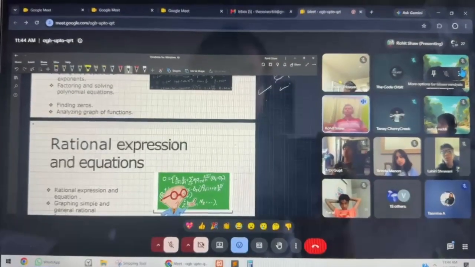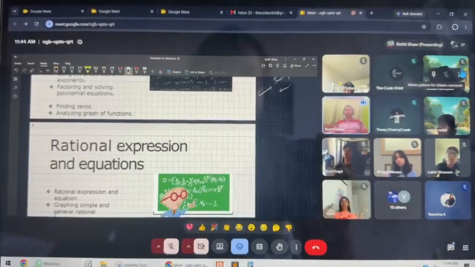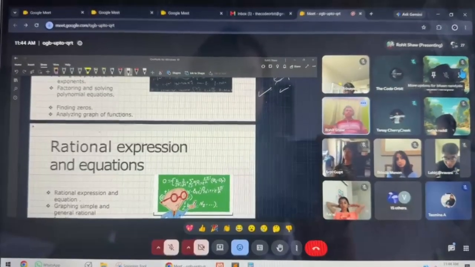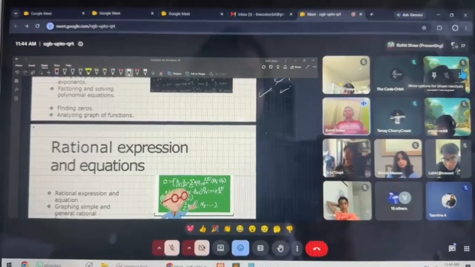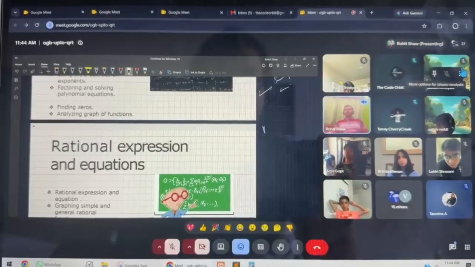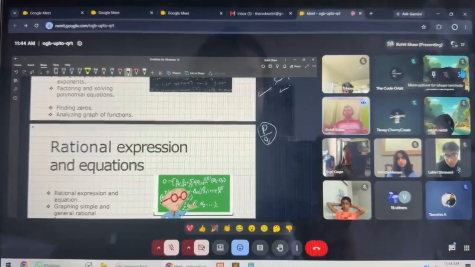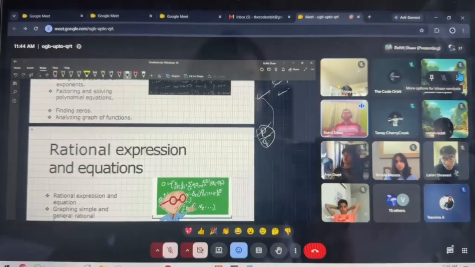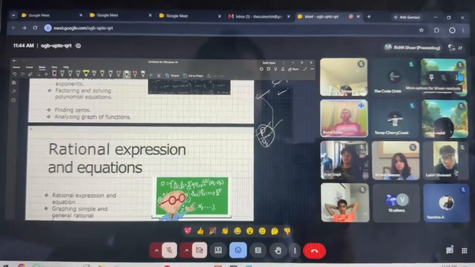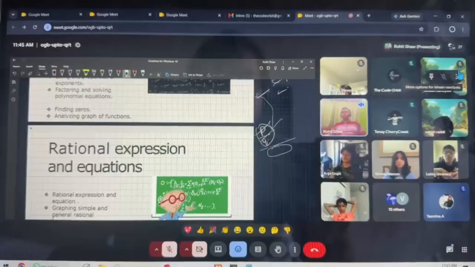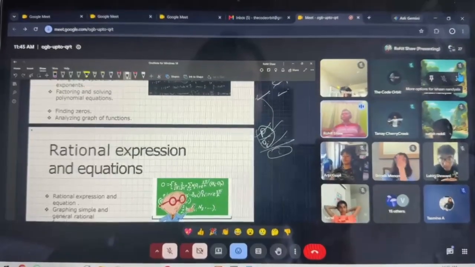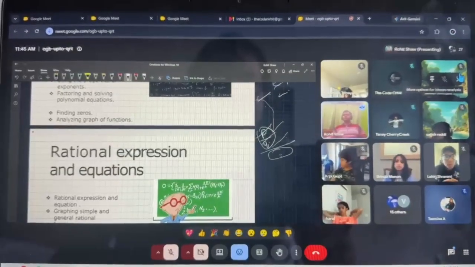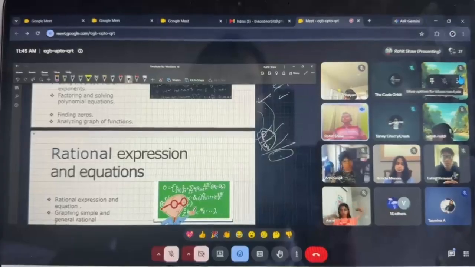After that, we will be moving to rational expressions. Rational numbers are those numbers which can be written in the form of p by q. I will teach you what is p by q form. A rational expression is similar to polynomials, but we have something in the denominator part also. So this is getting more complex than polynomials.